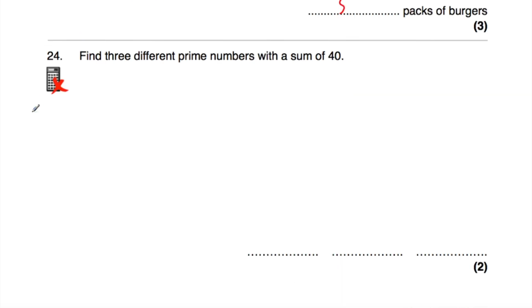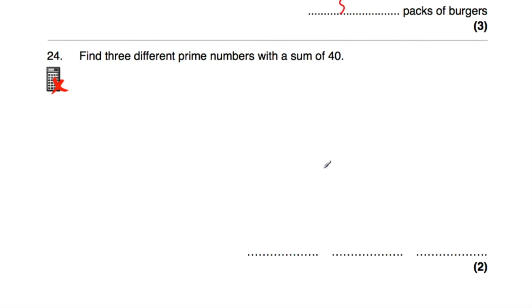Okay, let's look at our next question, question number 24. So question number 24 says, find 3 different prime numbers with a sum of 40. So you want to find 3 different prime numbers that whenever we add them together, we get 40 as an answer. Now, what's interesting here is, obviously with prime numbers, you've got odd prime numbers and even prime numbers, or there's one even prime number too. Now, we're adding 3 numbers together.